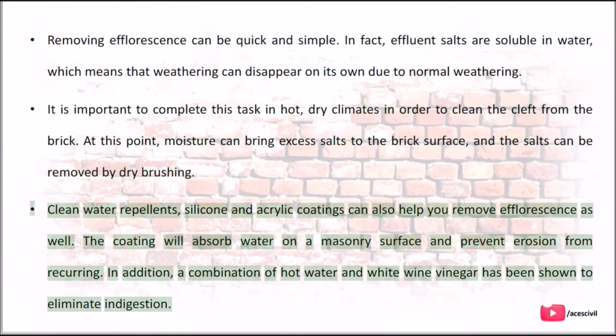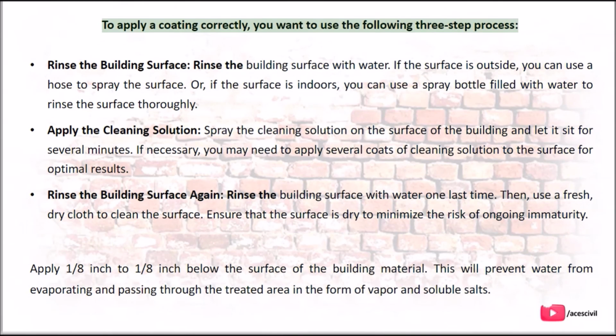Clean water repellents, silicone, and acrylic coatings can also help you remove efflorescence as well. The coating will repel water on a masonry surface and prevent efflorescence from recurring. In addition, a combination of hot water and white wine vinegar has been shown to eliminate efflorescence. To apply a coating correctly, you want to use the following three-step process.